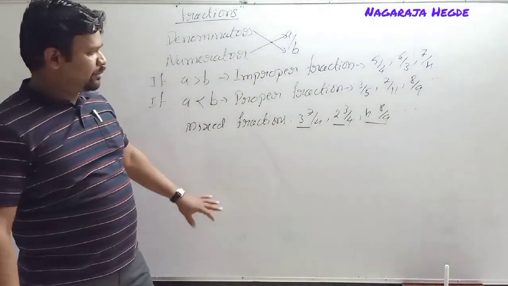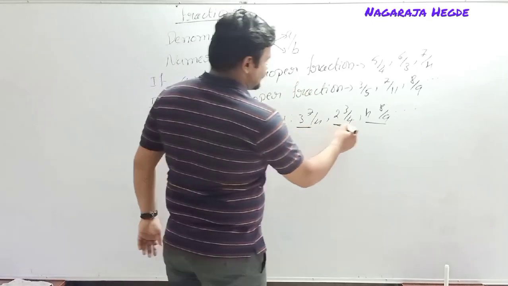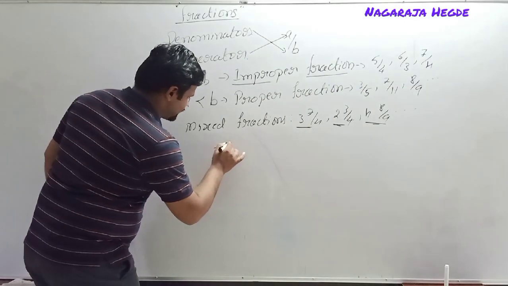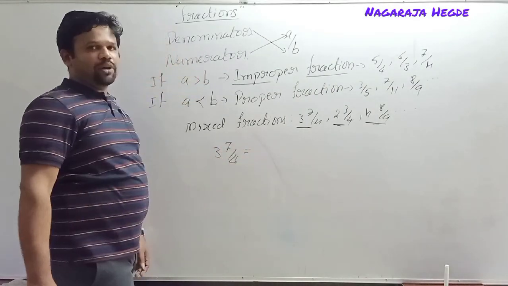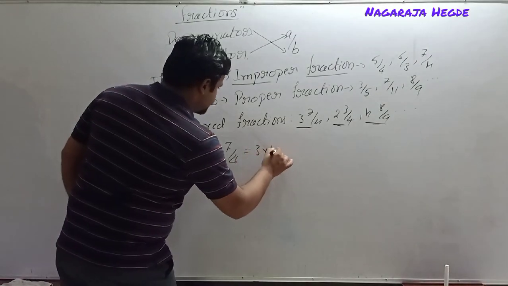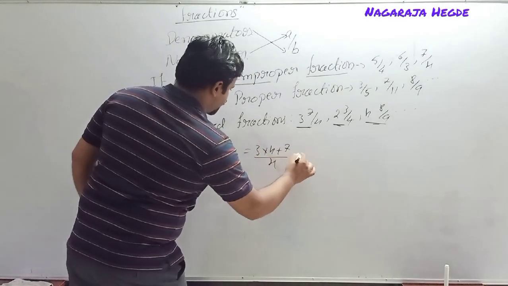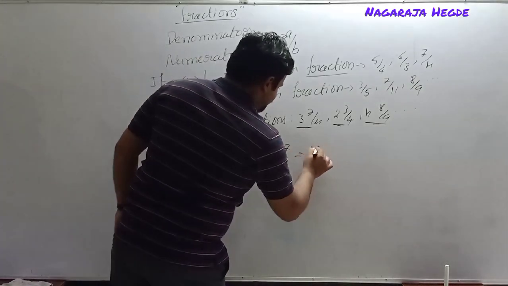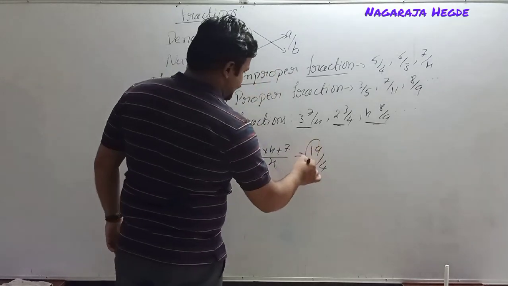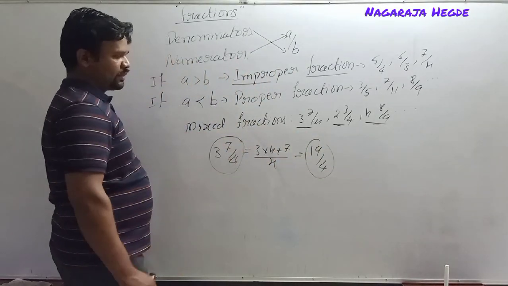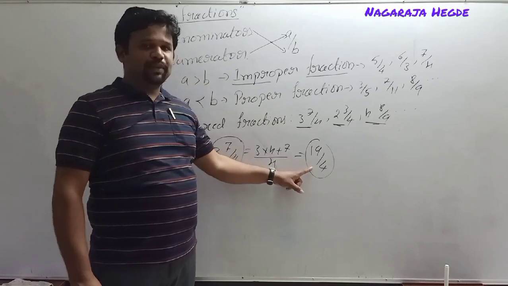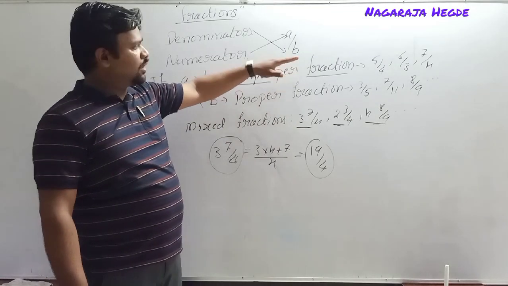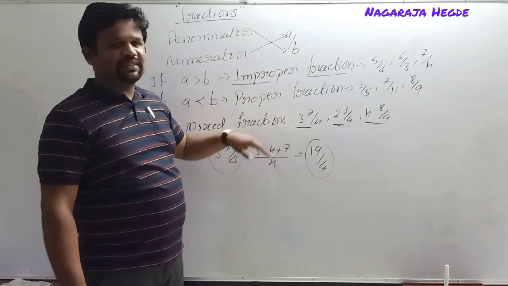And one more thing you have to remember here: mixed fractions can always be written in the form of an improper fraction. 3 into 4 plus 7, divided by 4. Multiply 3 into 4, that is 12, plus 7 is 19, divided by 4. This is the same as 3 7/4. This is a mixed fraction, this is an improper fraction. A mixed fraction can always be written as an improper fraction, or an improper fraction can be written in the form of a mixed fraction.